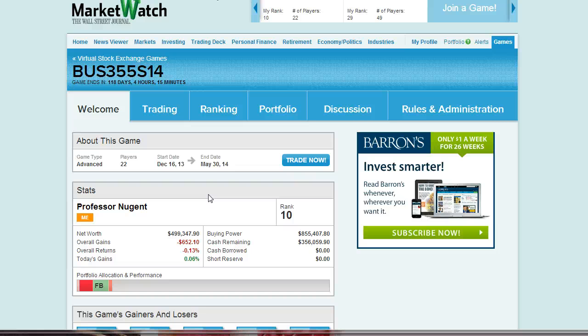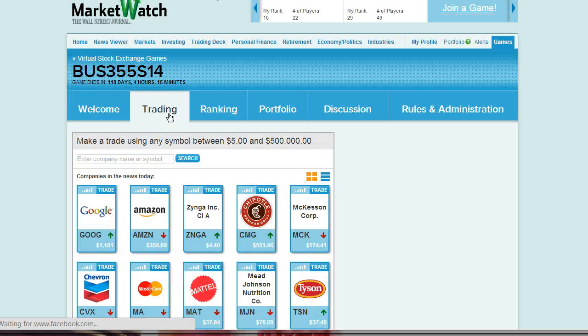You're making some trial trades. You're just getting involved. So don't be too hard on yourself. You're just going to start to explore and make some trades. So it's very easy. This simulation is very easy. There's your welcome button. This is an overview of where you are. Your trading button, this is where you would go.